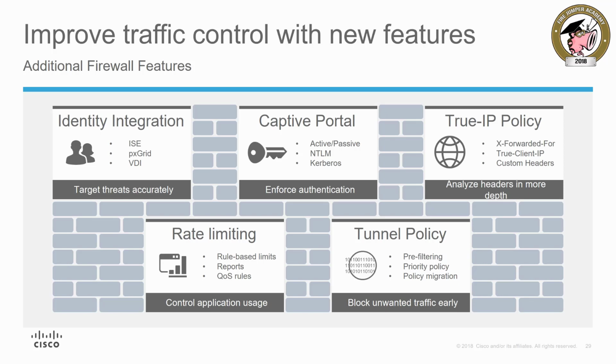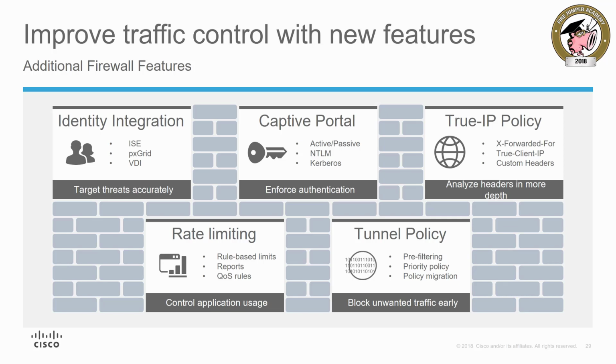The Cisco Firepower Next-Gen Firewall also brings true IP policy control with the ability to examine X-Forwarded-For for true client IP as well as custom HTTP headers for each incoming packet. This enables you to block threats sooner, reducing the amount of traffic that needs to be inspected more deeply and increasing bandwidth. The next-gen firewall can also examine tunnel headers for packets being passed through a VPN connection. This enables unwanted traffic to be detected and blocked as early as possible. It also makes it possible to seamlessly migrate your existing security policies onto your Cisco Firepower Next-Gen Firewall appliance.